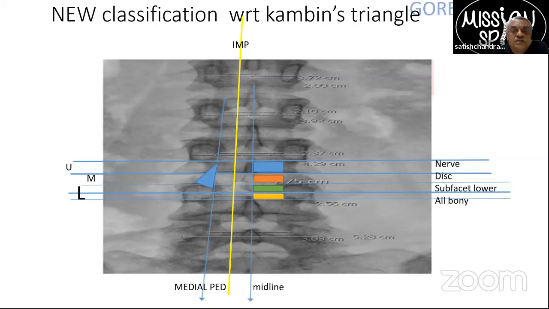The orange zone is the disc and the ligamentum flavum in the center between this yellow line and the midline, which is insignificant. It does not cause any problem whatsoever. The blue zone is the nerve zone, or the upper part of the foramen, and this triangle roughly is Kambin's triangle where we land in the foramen.